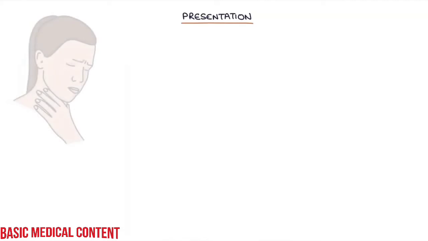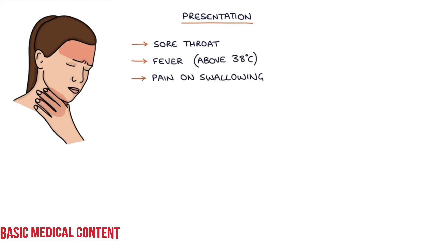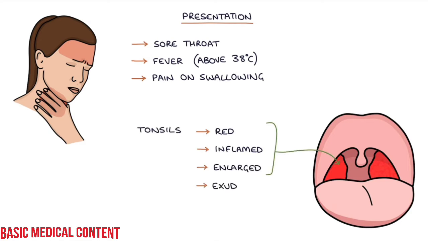Let's talk about the presentation of tonsillitis. The typical presentation of acute tonsillitis is with a sore throat, a fever above 38 degrees Celsius, and pain on swallowing. Examination of the throat will reveal red, inflamed, and enlarged tonsils, with or without exudates. Exudates are small white patches of pus on the tonsils.